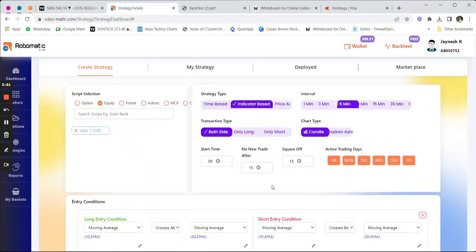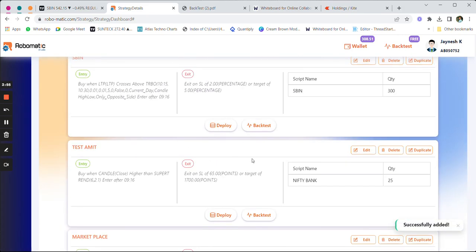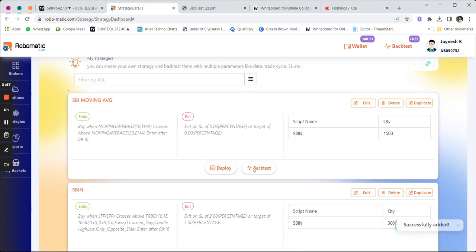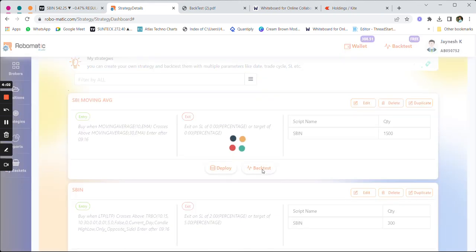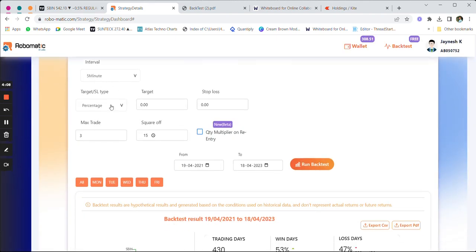Right now, let me just show you the backtest data here. Let me update the strategy and show you the backtesting. You can easily backtest any kind of strategy on this platform. So I will click on backtest strategy. Once I click on it, it will show the 5-minute interval chart. We are keeping the target and SL as percentages, as there is no use here. Maximum trades are 3 in a day. The square off time you can see is 15:15.